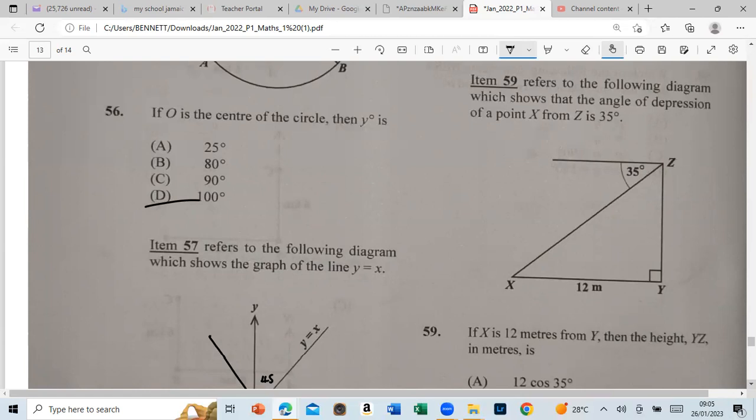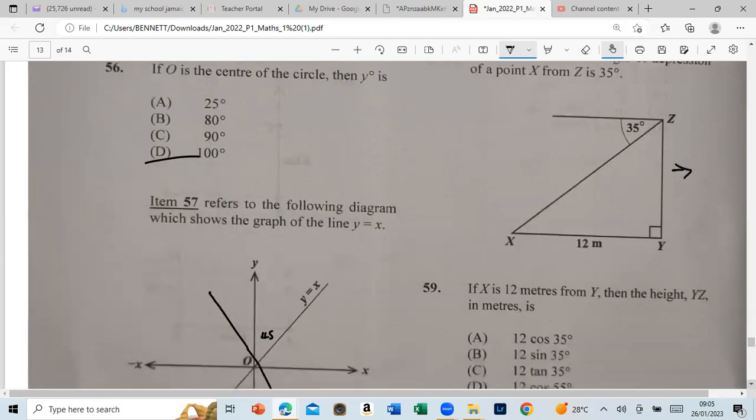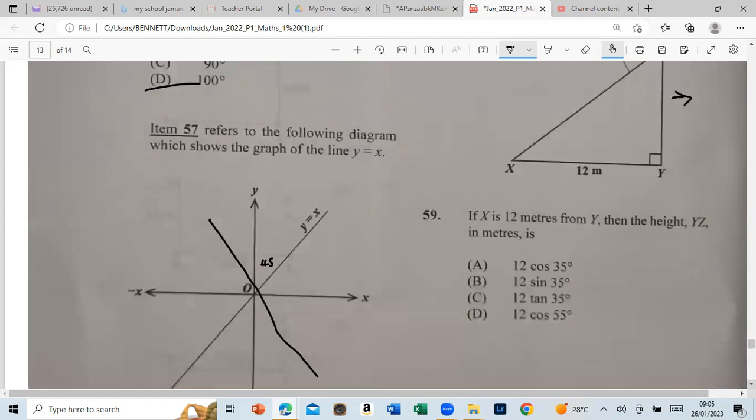Item 59, refer to the following diagram, which shows the angle of depression of a point X from Z, which is 35 degrees. If X is 12 meters from Y, then the height YZ in meters is, so they're asking for this one right here. What do you guys see for the answer? Is it 12 cos 35? Is it 12 sin 35? Is it 12 tan 35? Or is it 12 cos 55? What's the answer?